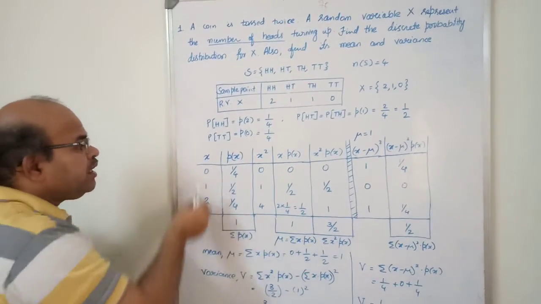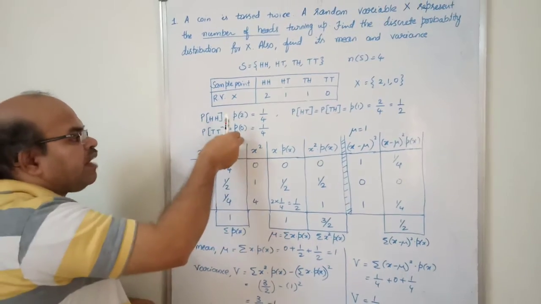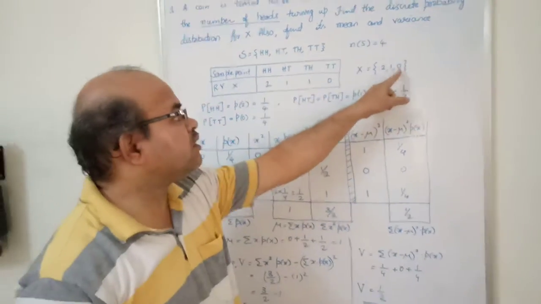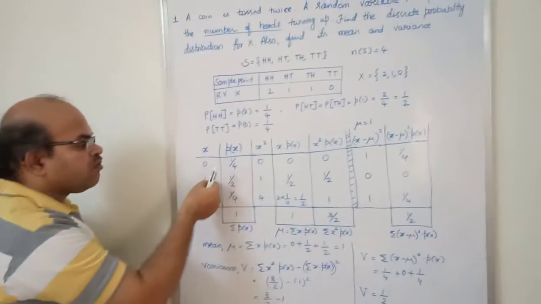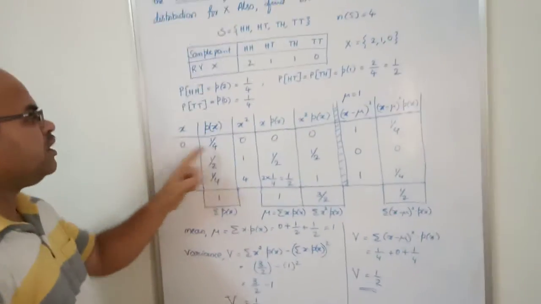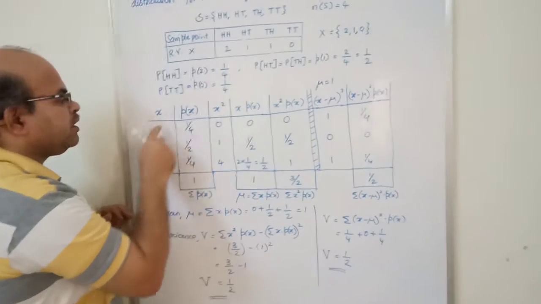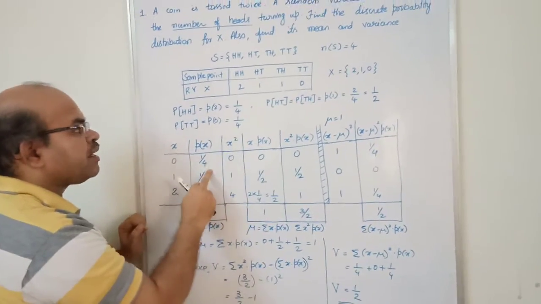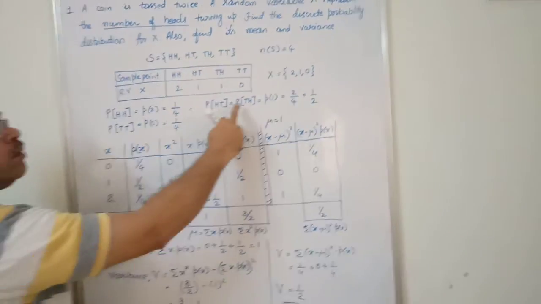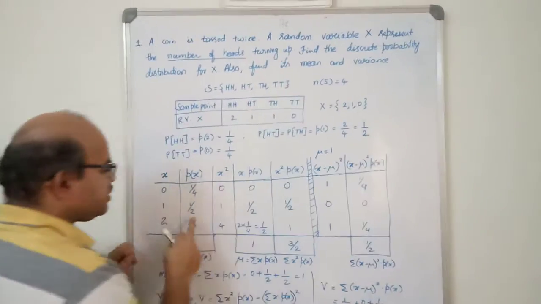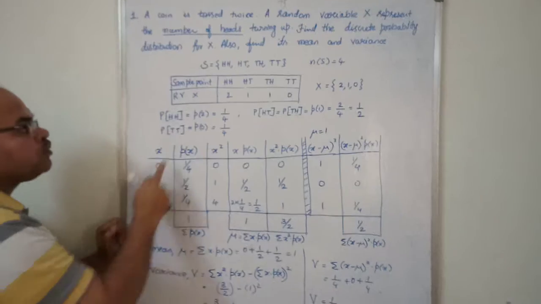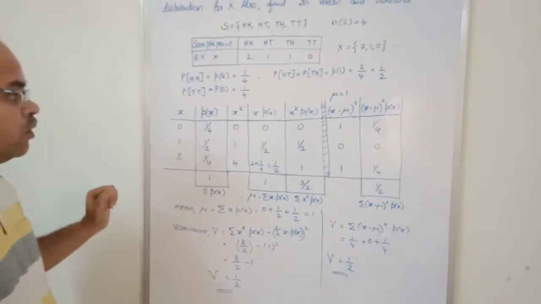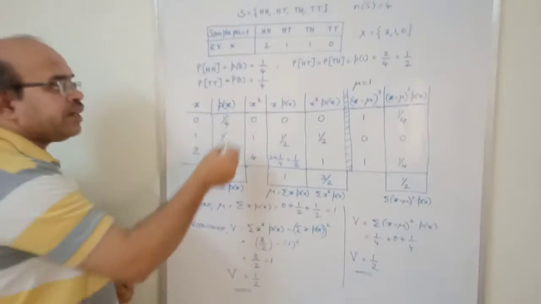Now let me list the values of X and the values of P of X in order. Values of X are 2, 1, 0, which I have written in ascending order: 0, 1, 2. The next column is P of X. Probability of 0 is 1 by 4, written here. Probability of 1 is 1 by 2, written here. Probability of 2 is 1 by 4, also written here. Now I have found a term called X square.